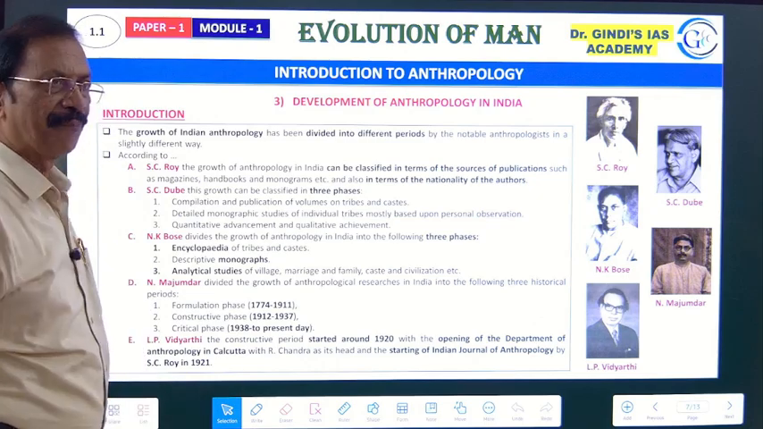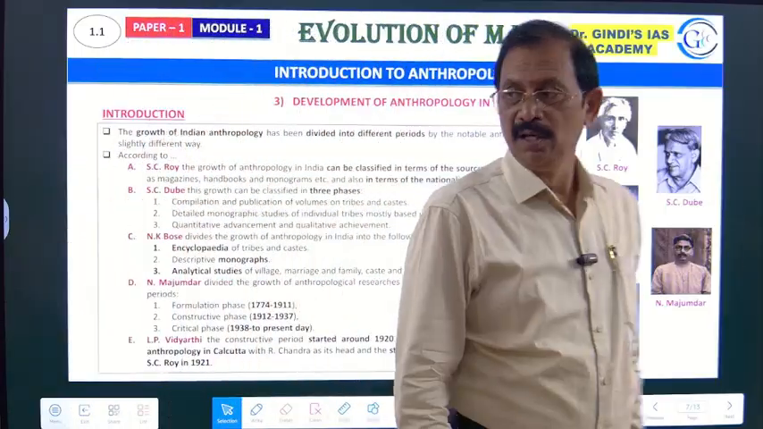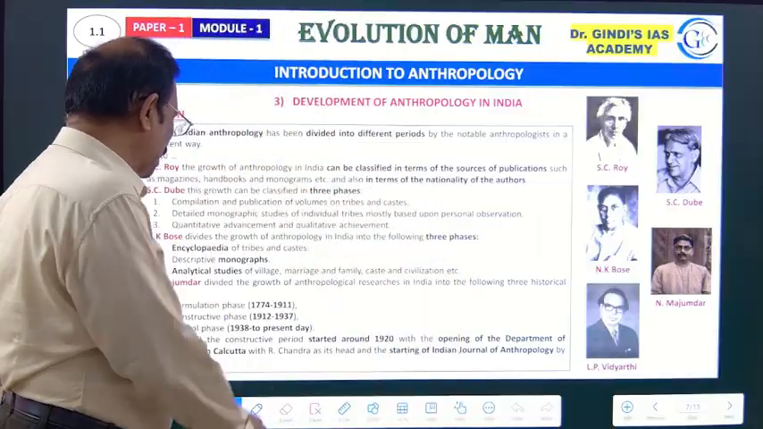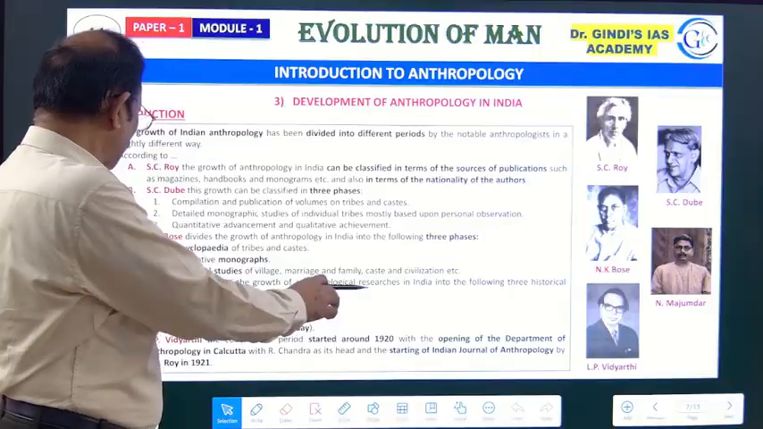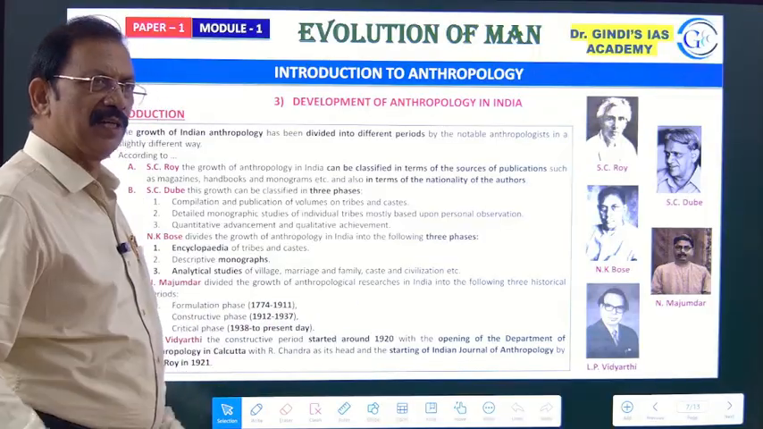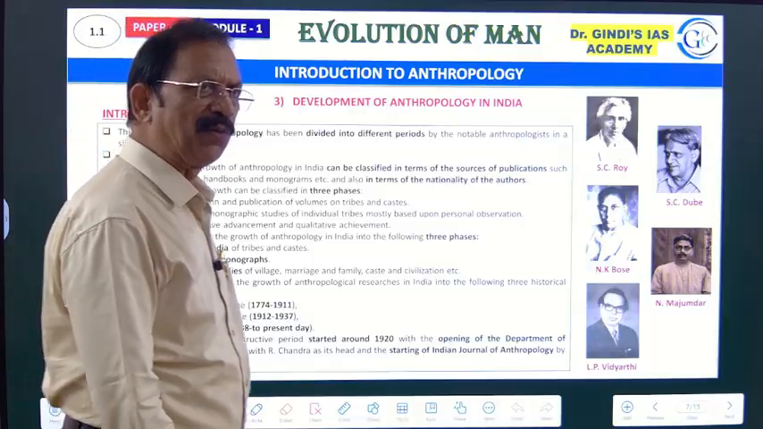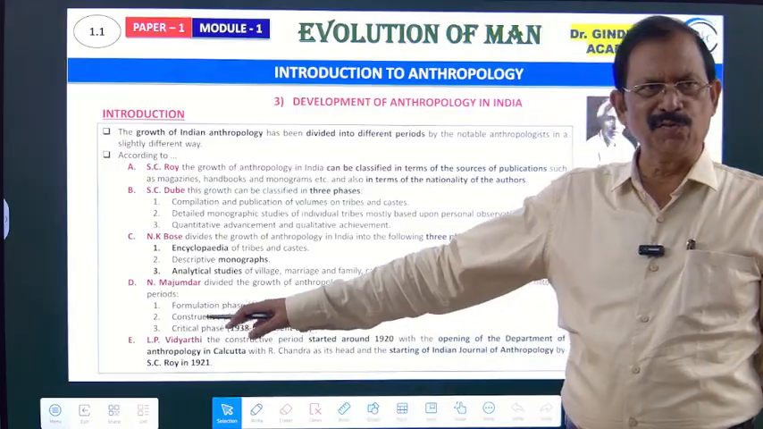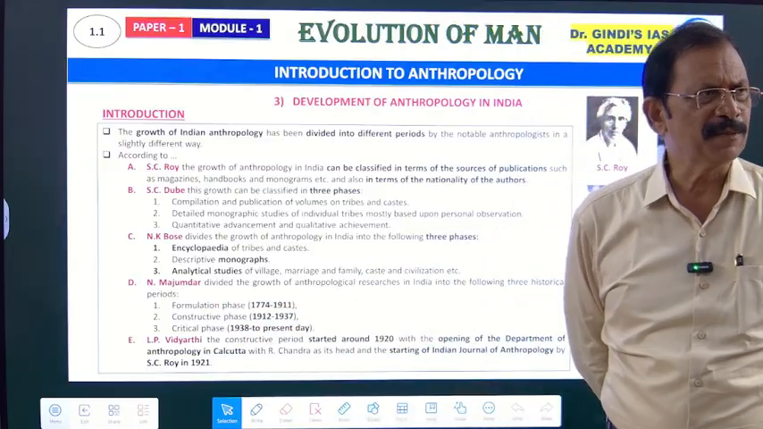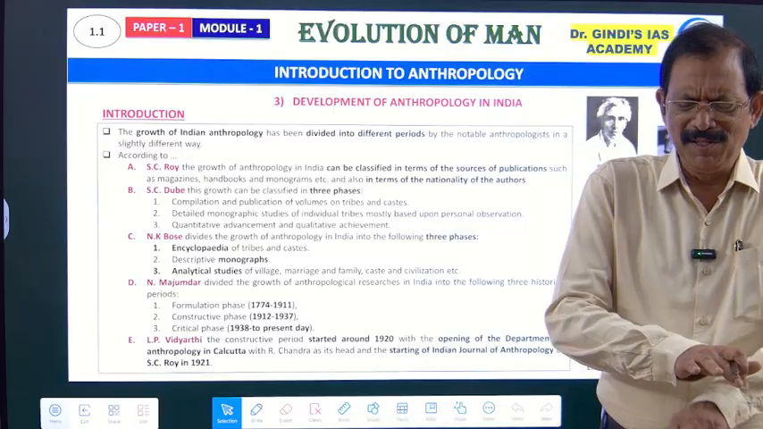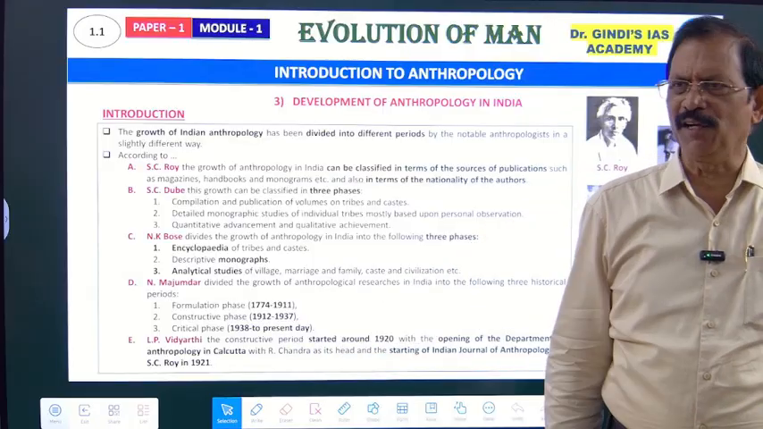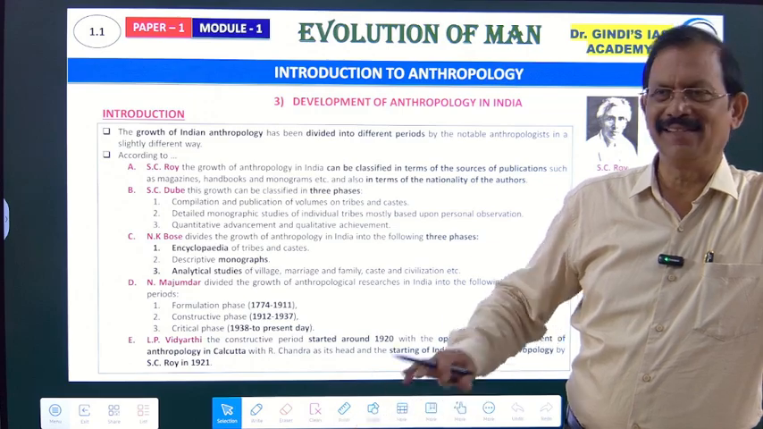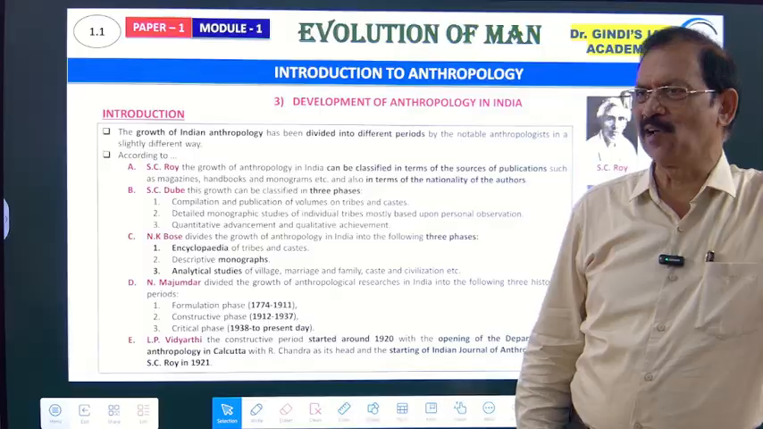Then Majumdar is also a famous anthropologist. He said that, no, these are the stages. One is the formulative stage. Second one is the constructive phase. Third one, the critical phase. Like this, the development of anthropology can be divided into three phases. Formulative phase, constructive phase and analytical phase. What is the first phase? Formulative. Formation means formation and development, this is the starting of anthropology. Then the constructive stage. Last stage, analytical. They try to analyze the data they have collected.